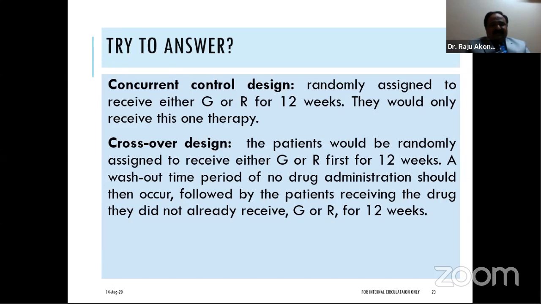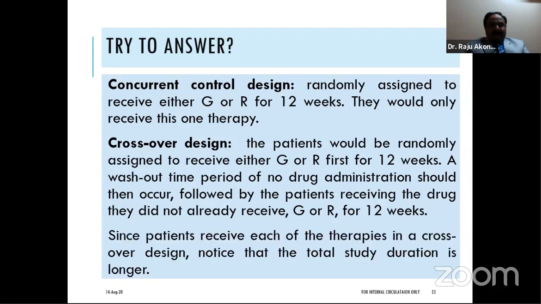Even though it is an experimental study, you need to look into the type of actual study design they used, whether they used concurrent control design, crossover design, time series design, and so on. Since patients receive each of the therapies in a crossover design, the total study duration is obviously longer, because you wait for the completion of one study, then the washout period, and after that the same group will receive another drug.